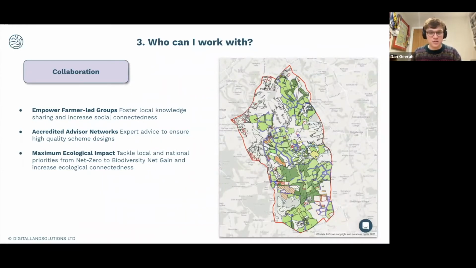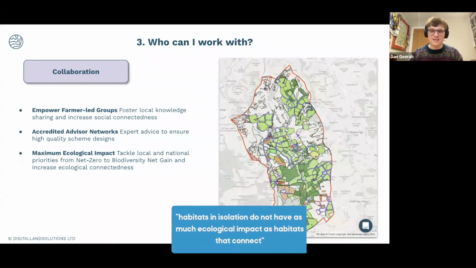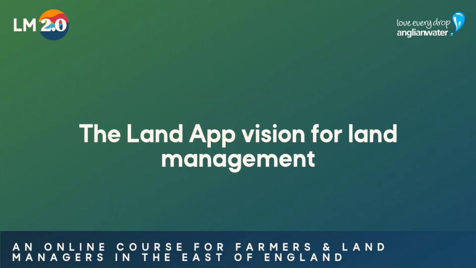For example, if you're an advisor doing three stewardships all neighboring one another, and you can actually have a view of how those stewardships interact with one another, you can make better decisions. You can work out, is that wildflower margin connecting across that landscape? Is there an area where I should be focusing on connectivity? Because habitats in isolation do not have as much ecological impact as habitats that connect.